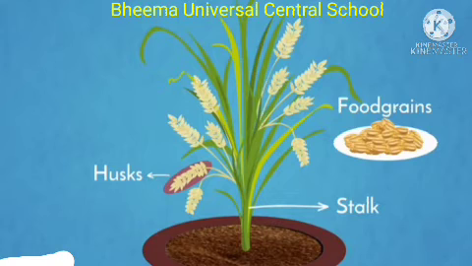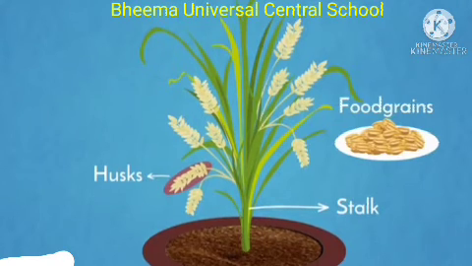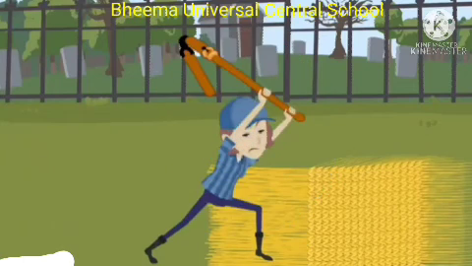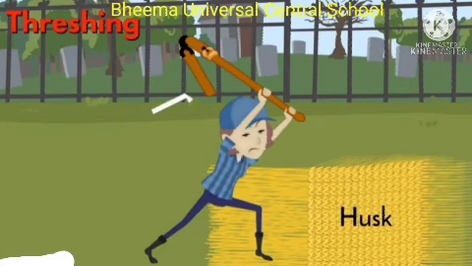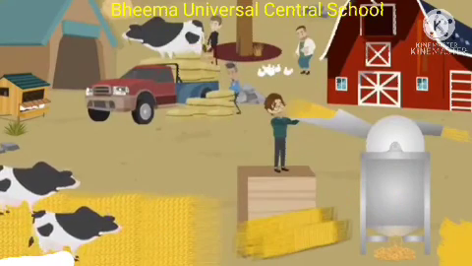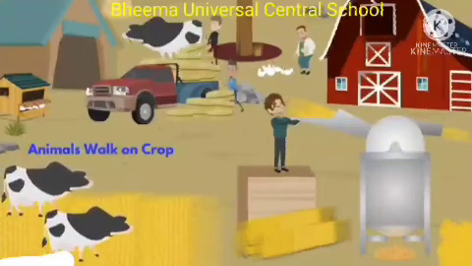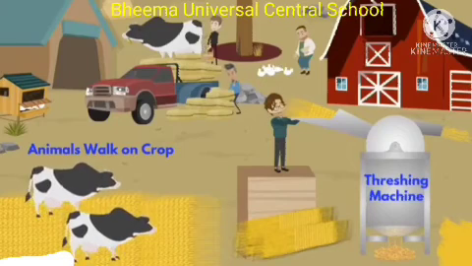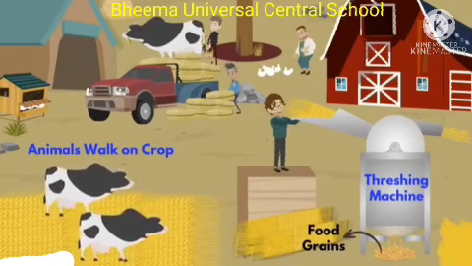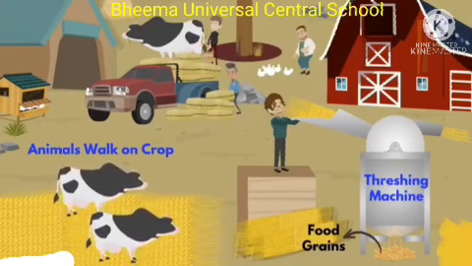So, to separate food grain from plant body and husk, we use threshing. In this process, the part of the plant where husks are located is beaten using a wooden stick, a flail. Other ways are allowing animals to walk on the crop or using machines. After threshing, we get food grains separated from husk and plant body.